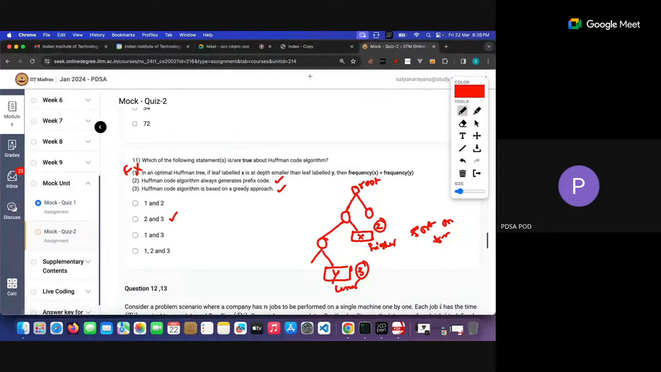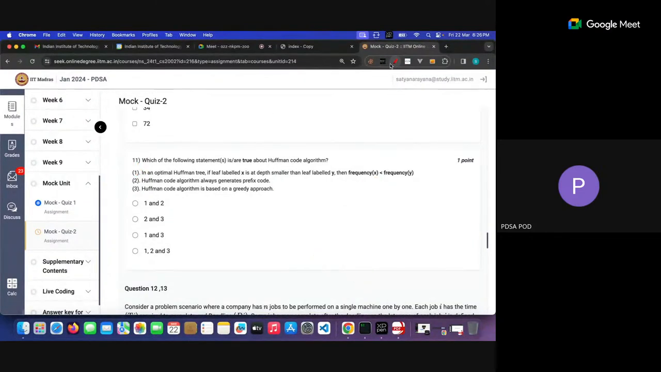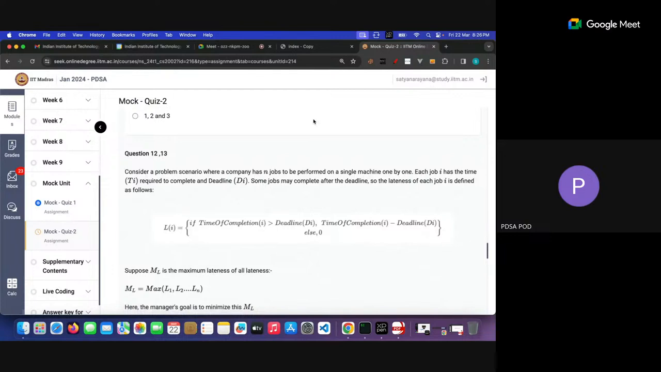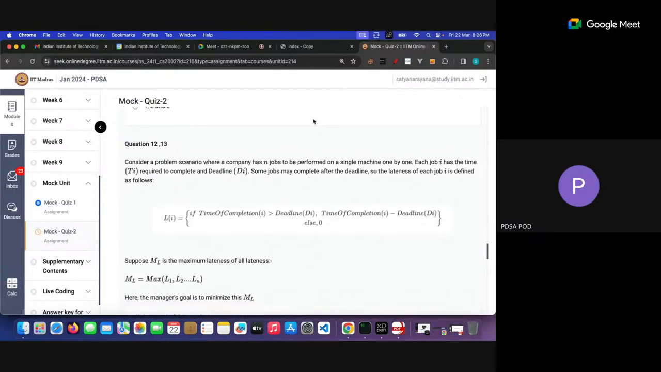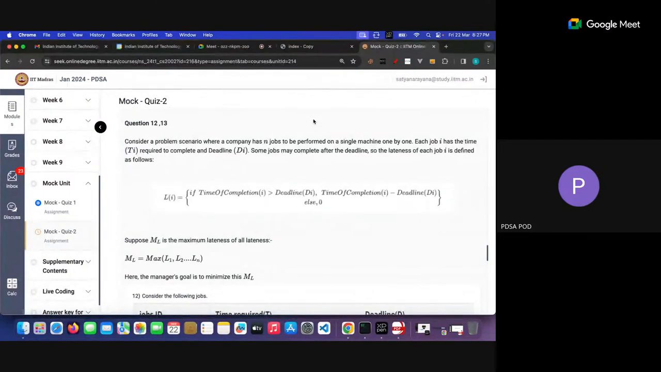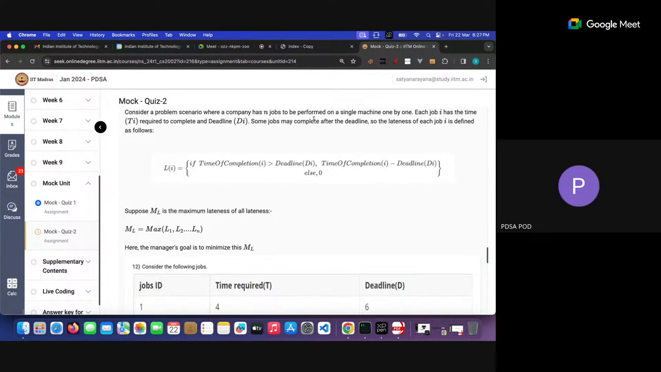And now we go for this common description, which is suitable for two questions, the 12th question and the 13th question. Let me understand the question first. Consider a problem scenario where a company has n number of jobs to be performed on a single machine.